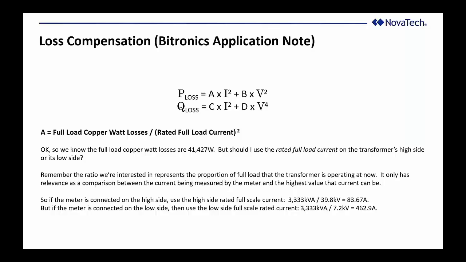So in either case, the way you calculate the full-scale rated amps is to take the kVA rating of the transformer divided by the voltage rating, and that gives you the current. Obviously, the low voltage side is going to have high current. The high voltage side is going to have low current.